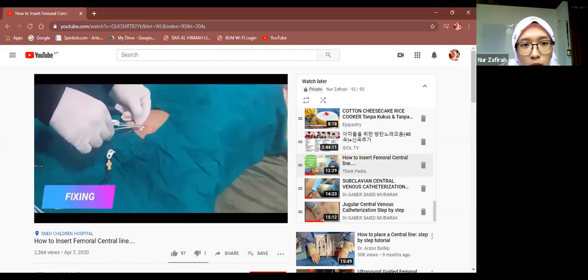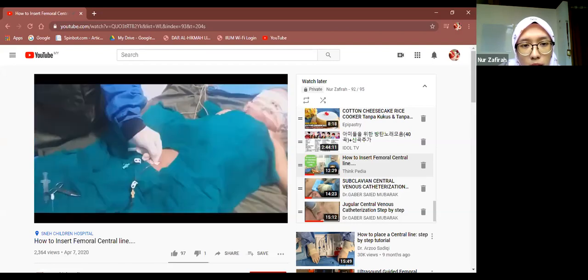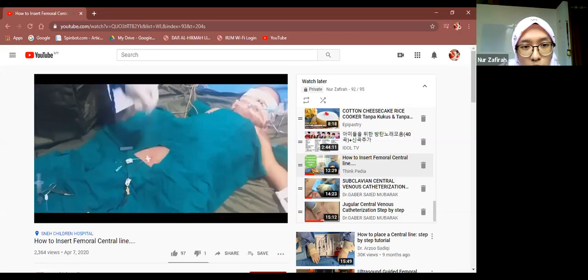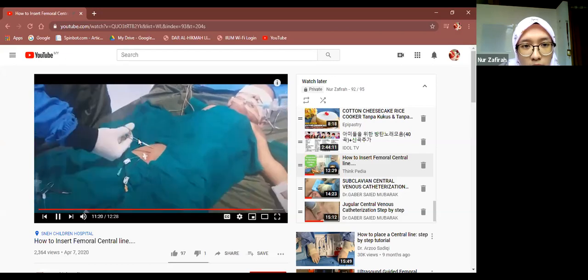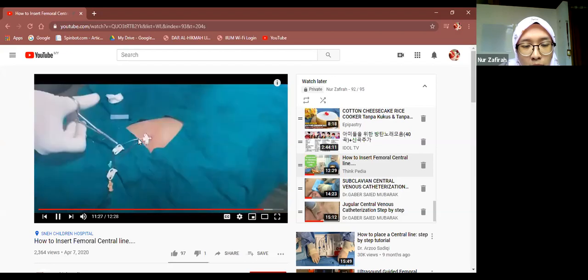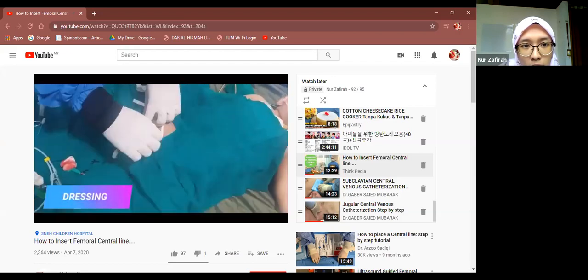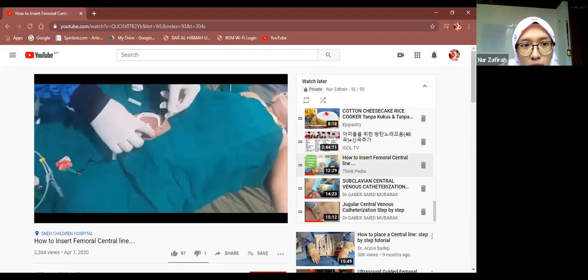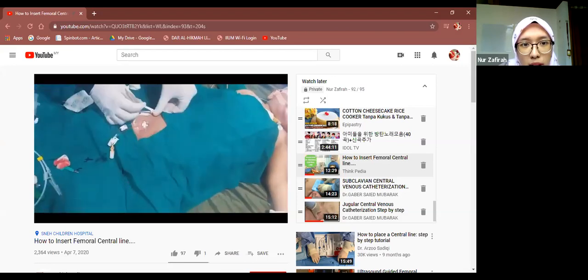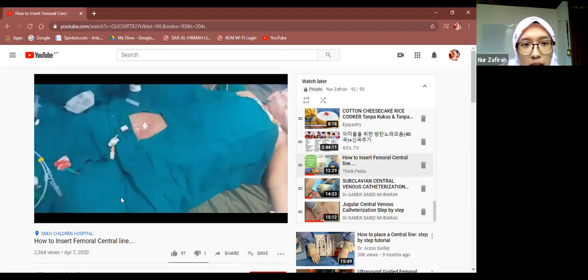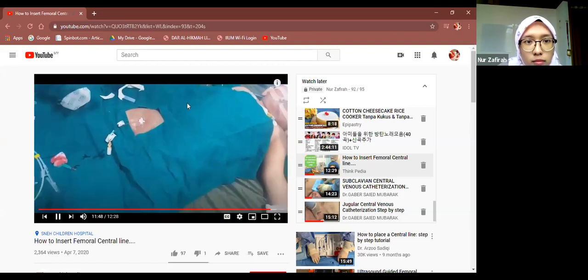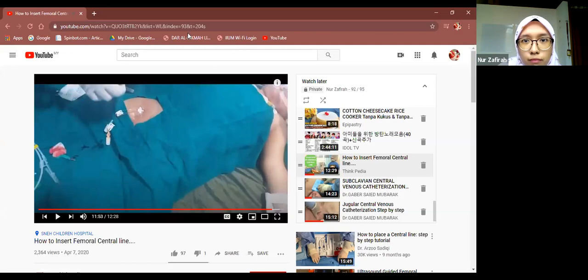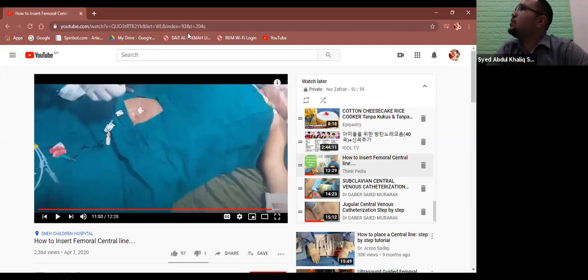So next, the doctor will fix the catheter by suturing. After suturing, we can dress the femoral catheter with a targeted mode dressing. So that is the technique of the femoral vein line insertion. That's it for the femoral venous access.